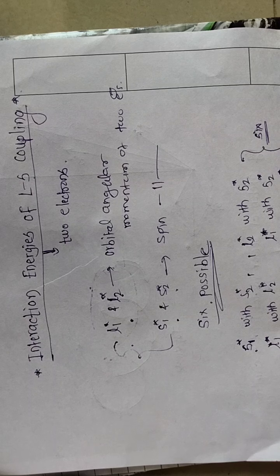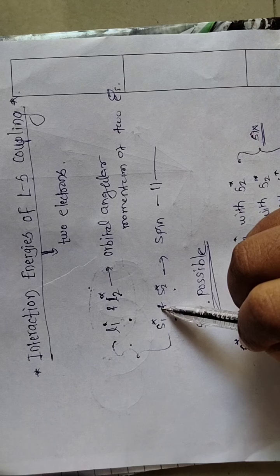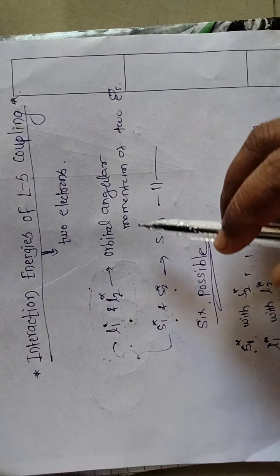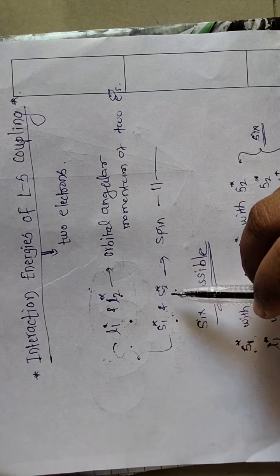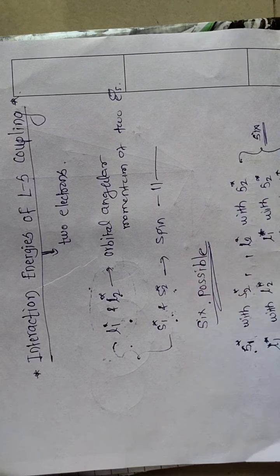Good afternoon, everyone. Last lecture we started interaction energies of LS coupling due to two electrons. Due to the two electrons, the interactions of four angular momenta are considered here. These four angular momenta are L1 and L2, the orbital angular momenta of the two electrons, and S1 star and S2 star, the spin angular momenta of those electrons.